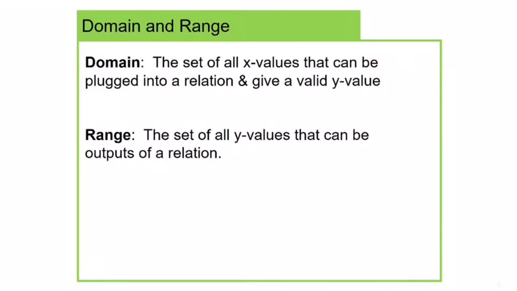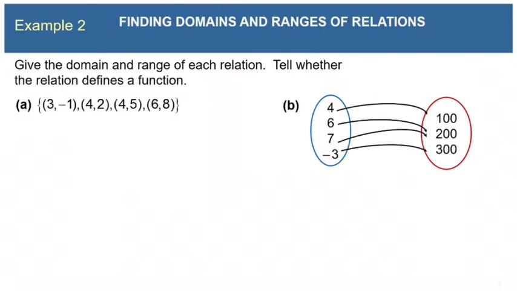Now let's talk about domain and range. Domain is the set of all x values that can be plugged into a relation and give a valid y value, and the range is the set of all y values that can be outputs of a relation. So in example 2, let's look at these different relations and decide what the domains and ranges are, and we'll also practice deciding whether they are functions or not.